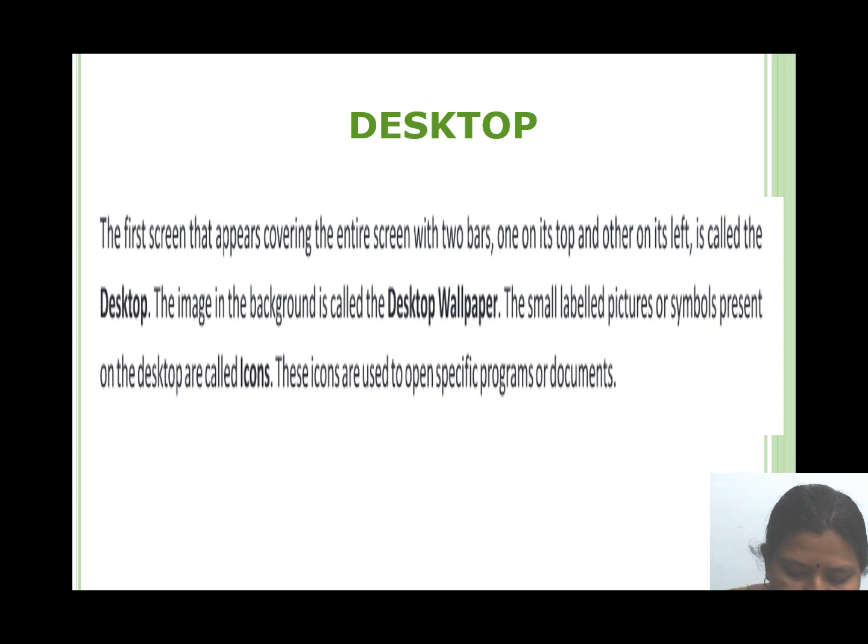Next, the desktop. The first screen appears covering the entire screen with the two bars, one on the top and the other on the left side, is called what? Desktop. The image in the background is called what? Wallpaper. Already we discussed desktop and wallpaper. And the small labeled pictures or symbols present on the desktop are called icons. Why are we using these icons? To open a specific program or document.